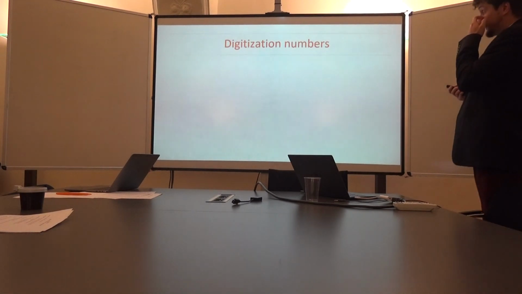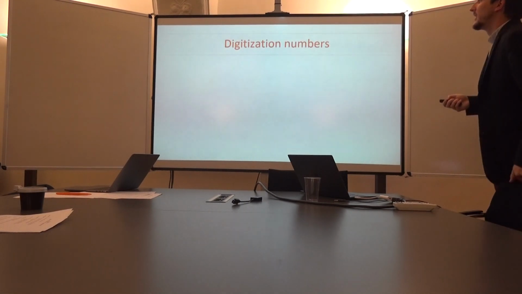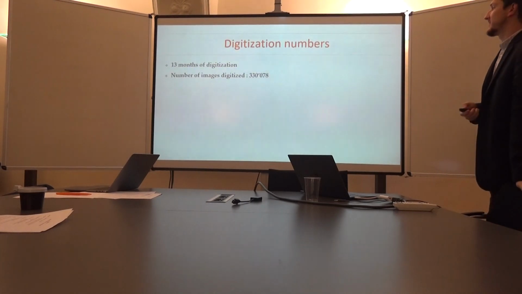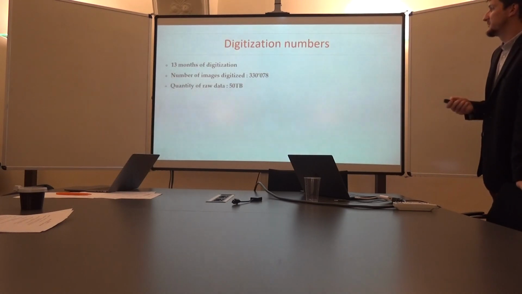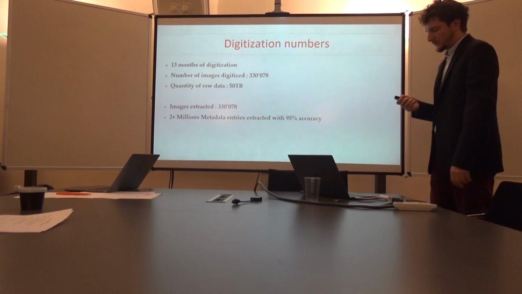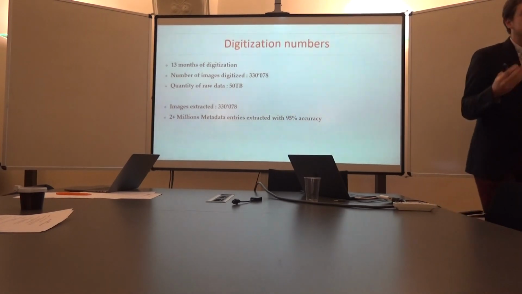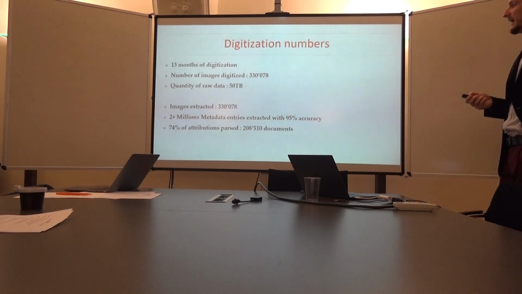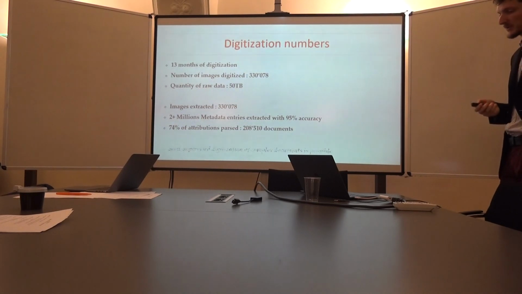So in the end, if you do all of that, there's 13 months of digitization. In 13 months you can digitize 330,000 images, which is 50 terabytes of data that came to us, a bit of a pain to process. And all the images were extracted, which gives more than 2 million metadata entries with 95% accuracy. So it's not perfect, but good enough that it's useful and you can already do analysis on it and work with it. And almost 3/4 of the attributions were correctly parsed.